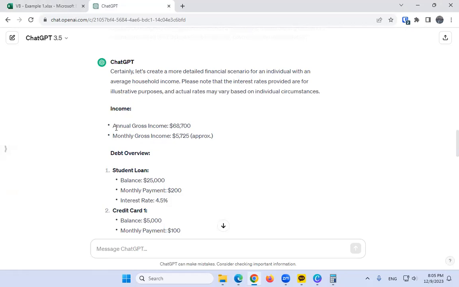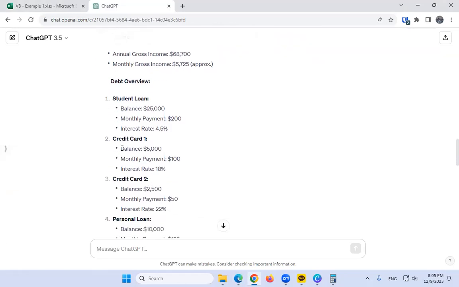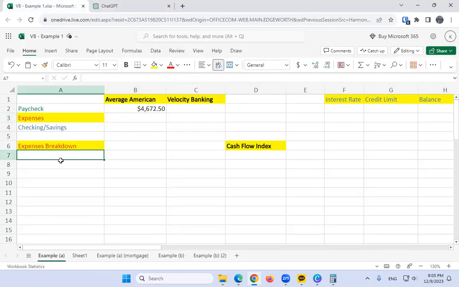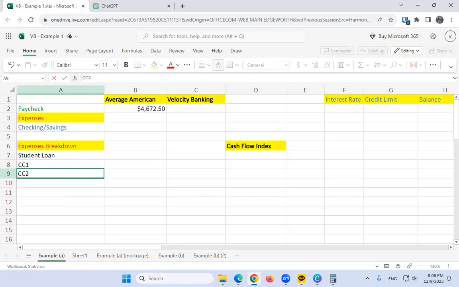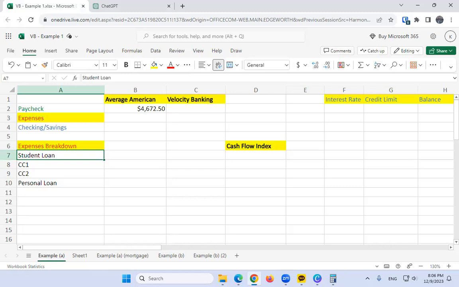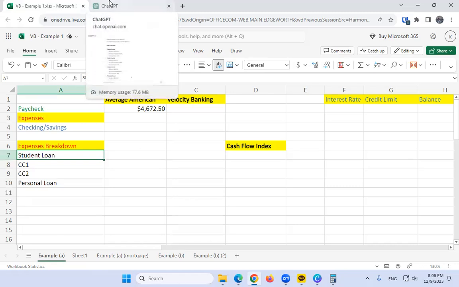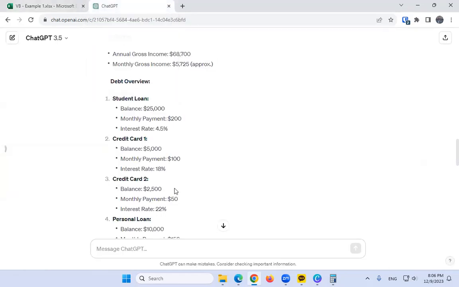Okay, so we have a student loan, credit card one, credit card two, and a personal loan. Let's write that down in our expense breakdown. And just remember, whenever we do our expense breakdown, it's important to list every single debt. All the other expenses can be in a general expense category, but every single debt has to be listed, because once you pay off the debt, that adds to your cash flow, and that's the whole goal for velocity banking. So let's add this information in.